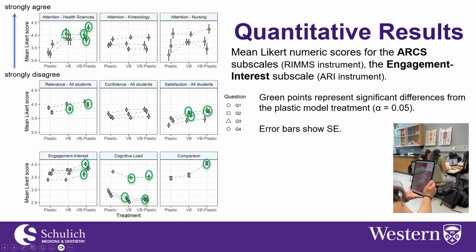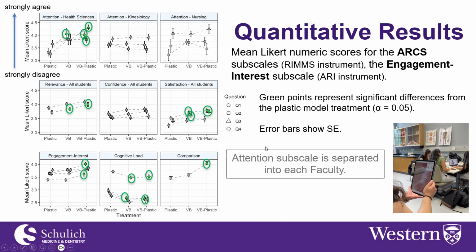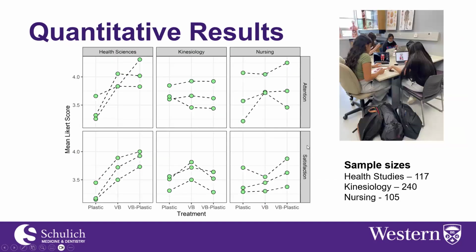And then this one up here, the attention one, I'm going to highlight on the next slide because this one is separated into faculty, if you can see. So we have health sciences, kinesiology, and nursing. These are just a little bit bigger for you here. And specifically, I want you to look at this group here, health sciences.